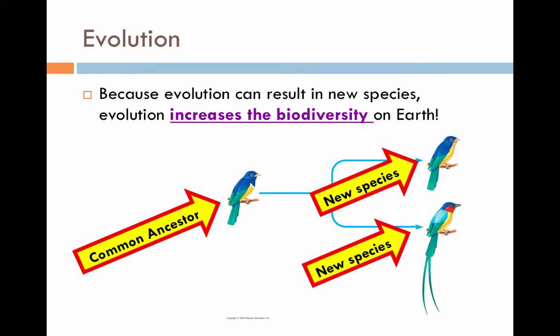Because evolution can result in new species, evolution increases the biodiversity on Earth. Remember, biodiversity is the number and type of species on Earth. So as a result of evolution there are more species, therefore biodiversity increases.